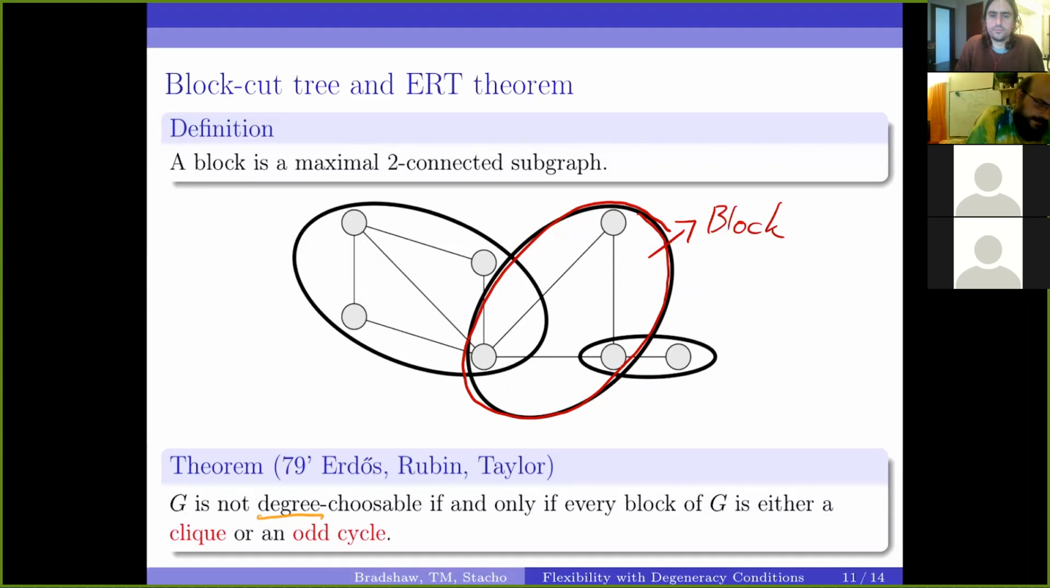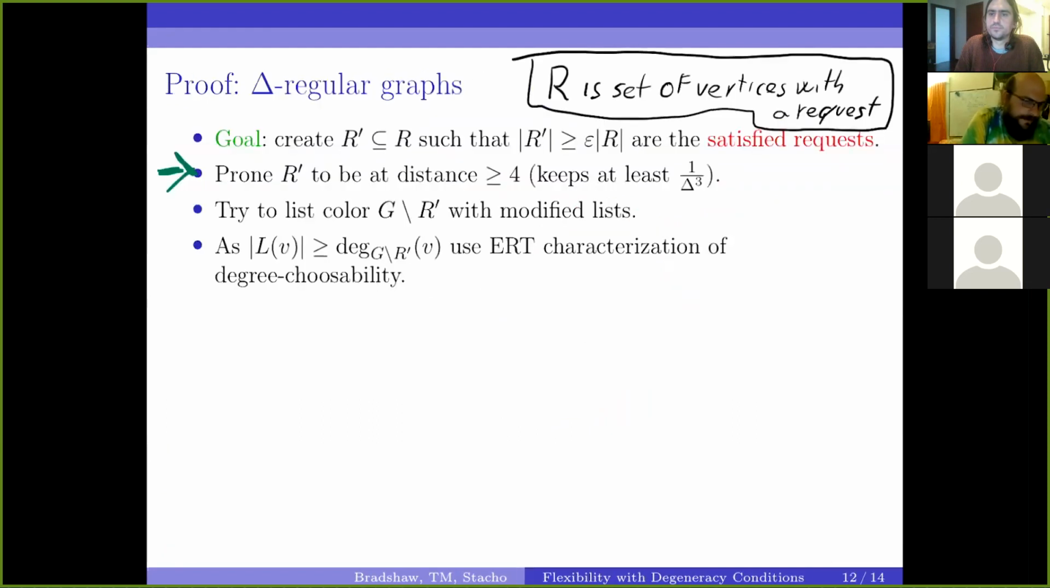So what is a block? A block is a maximal 2-connected subgraph. So on this example, this is one block, a maximal 2-connected subgraph, another block, and yet another block. And the characterization is as follows. A graph is degree choosable if and only if every block of G is either a complete graph or an odd cycle. So this is a nice complete characterization of degree choosable graphs, and we will use it to provide the proof for our theorem. So our task is to build a set.